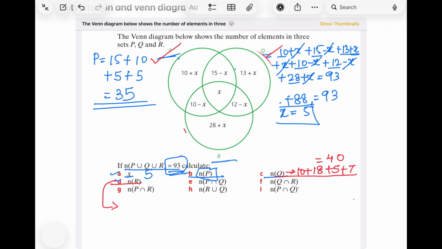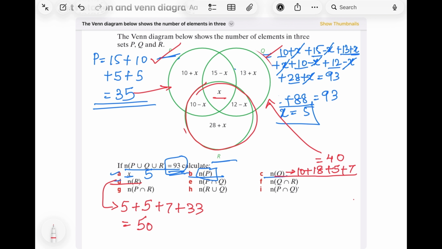Okay. So in R, so that means this. So 10 minus 5, that is 5, plus this is already 5 plus 12 minus 5 is 7 plus 28 plus 5 is 33. So when you add everything, you get 50. 33 plus 7 is 40 and plus 10. So R is 50. So the total of P is 35. The total of Q is 40 and the total of R is 50.